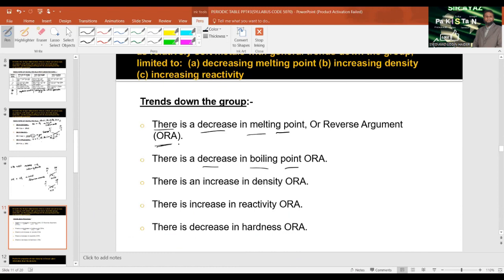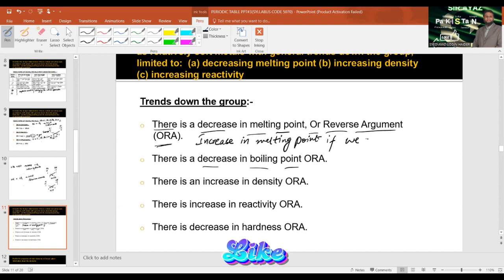What is ORA? ORA is or reverse argument. You can write the reverse argument. When you say reverse argument, it means we'll go up the group. So up the group, what's happening? Increase in melting point if we move up the group.